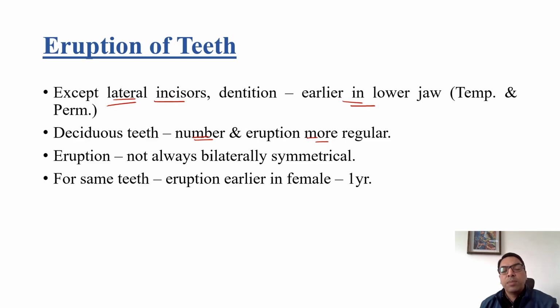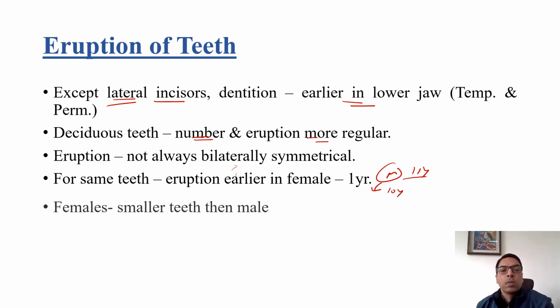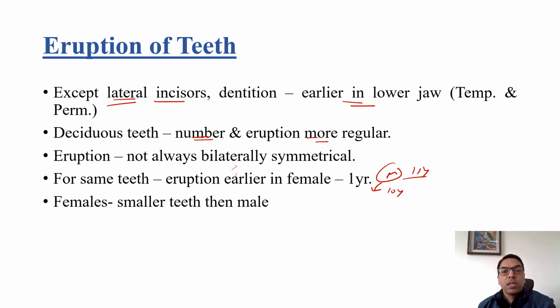For the same teeth, eruption is earlier in females by 1 year. For example, for the permanent canine, eruption in females can be by the age of 10 years, whereas in males it is by 11 years. If we compare the specific teeth in both the genders, then the teeth are smaller in females as compared to males.